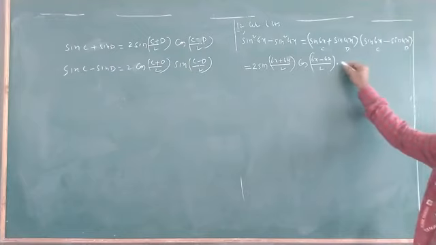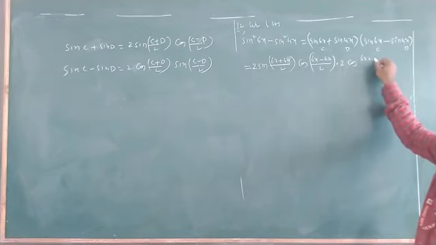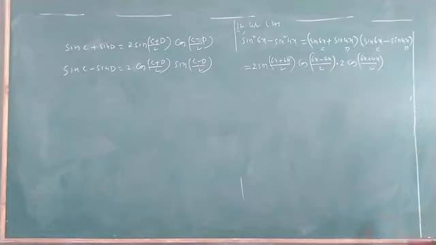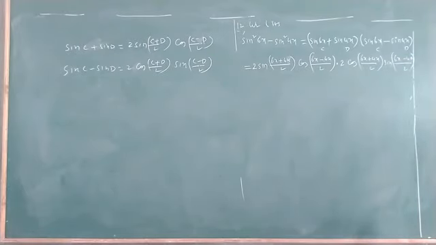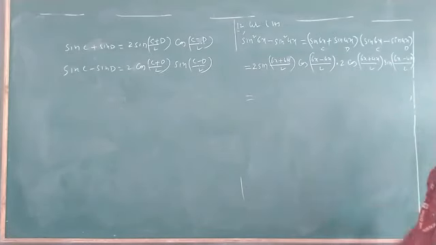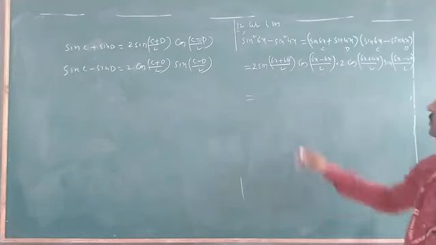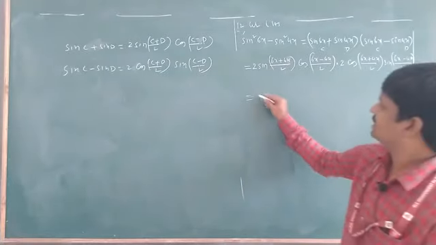Sin c minus sin d equals 2 cos (c plus d)/2 sin (c minus d)/2. Right? Yes. Now simply, these are products only. All terms are in product form only. So 2 into 2 is 4. That 4 we will discuss later. Just write like this only.